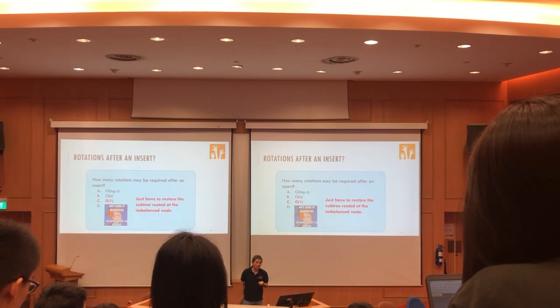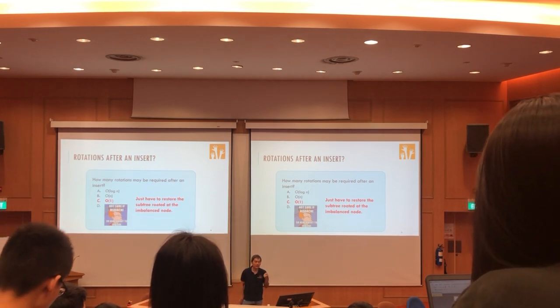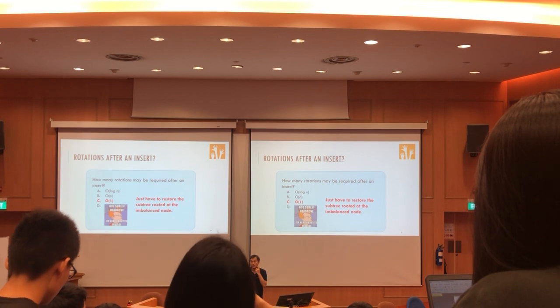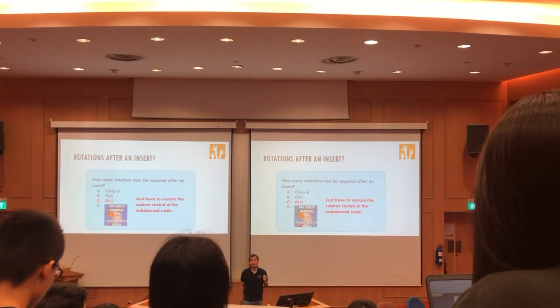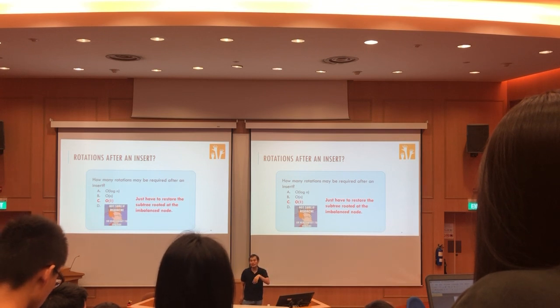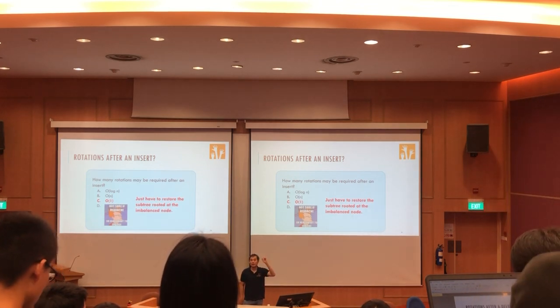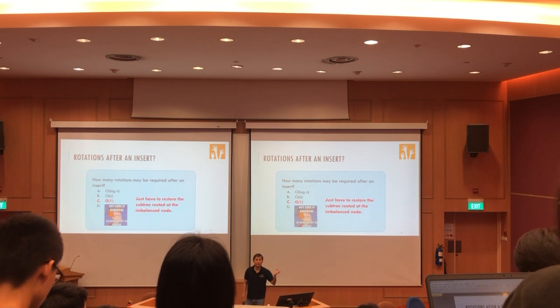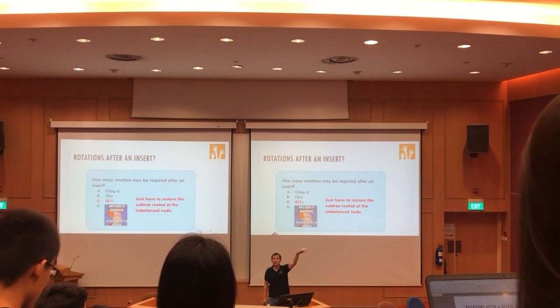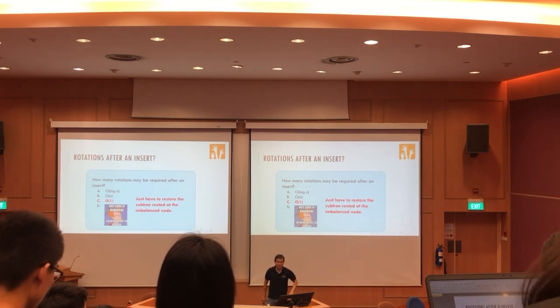You just need to restore the subtree rooted at the imbalanced node. Right? Once you do that, you're done, because the insertion always increases the height by a maximum of 1. Once you fix that particular subtree, you're done. You don't have to update the rest of the tree anymore. You just need to fix that.